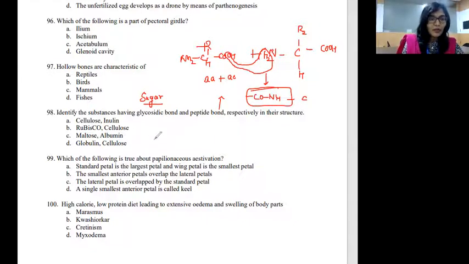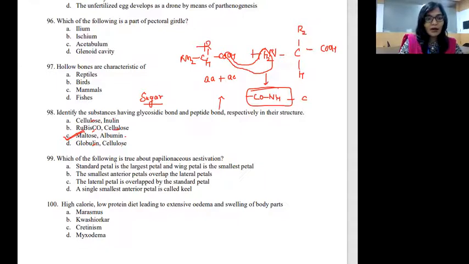So where will you see a peptide bond? In a protein. Albumin is a protein, and the sugar is going to be maltose. Cellulose is a carbohydrate. Rubisco is the enzyme. They made it this side. Cellulose is a carbohydrate. Protein and carbohydrate. So this is the only right statement.